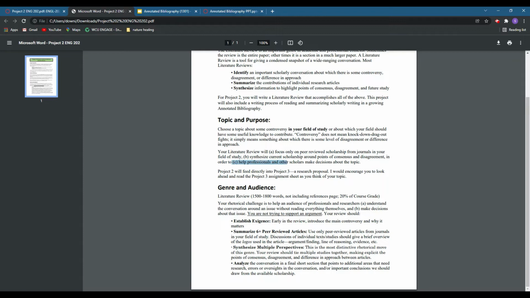And in the end, you're going to help professionals and scholars make decisions about the topic. And this is what will lead into your Project 3, which is a research proposal. And I say that right here. Go ahead and read the assignment sheet so you can see where it's going.